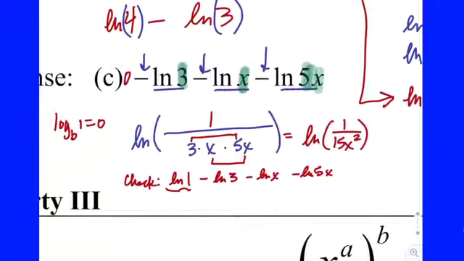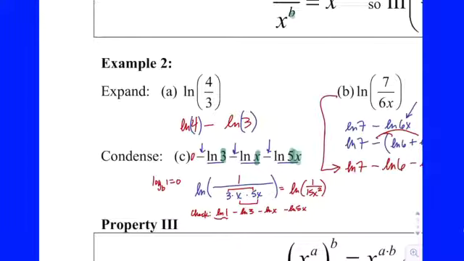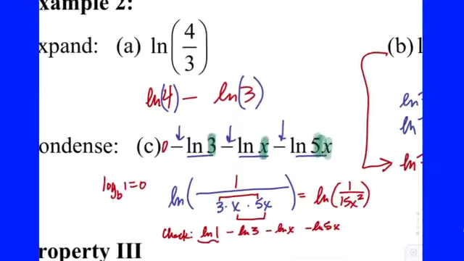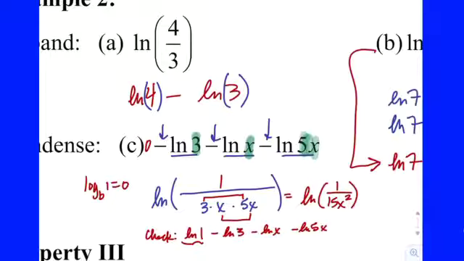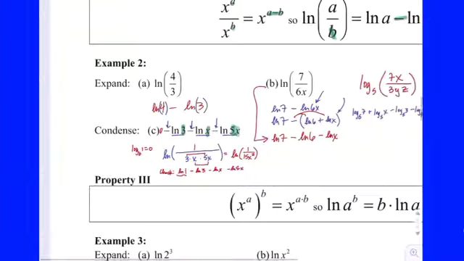And as I was walking around, I saw a lot of people with a negative in front of the log, a negative natural log. We haven't learned any rule that says you could bring a negative out in front of a log, right? All we're doing is saying, okay, products become sums, sums become products, quotients become differences, differences become quotients. If it's a positive term, the argument is multiplied in the numerator, and if it's a negative term, the argument gets multiplied in the denominator.